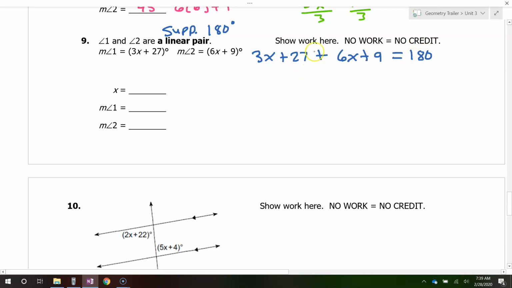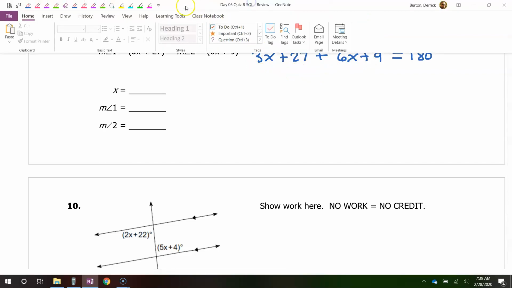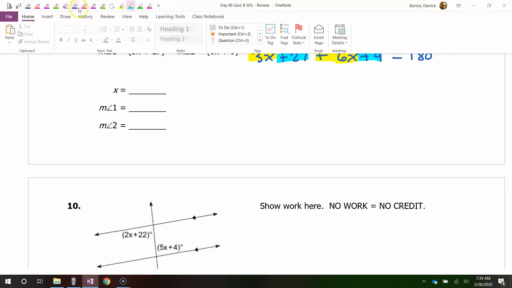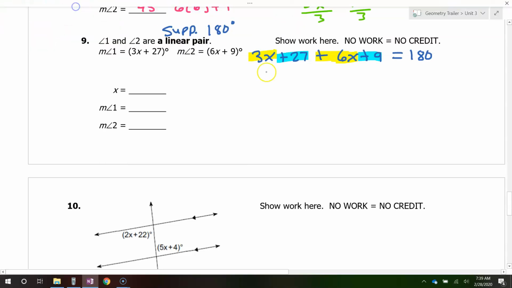All right, so these are on the same side, so I'm just going to combine like terms. I'm going to combine the 3x and the 6x, and I'm going to combine the 27 and the 9. Okay, so that's going to be 9x plus 36 is equal to 180. So, of course, we will then subtract 36 from both sides.